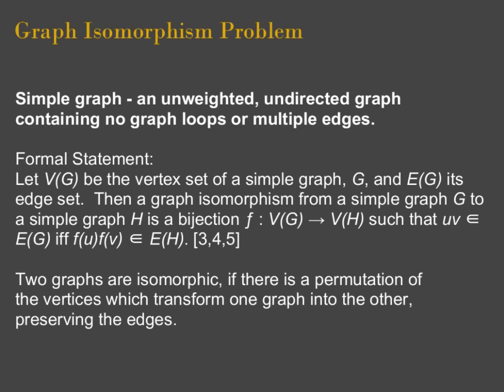A formal definition of the graph isomorphism problem is given here, but before we define that, it's important to know what a simple graph is. A simple graph is an unweighted, undirected graph containing no graph loops or multiple edges.